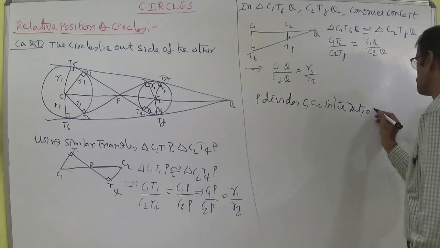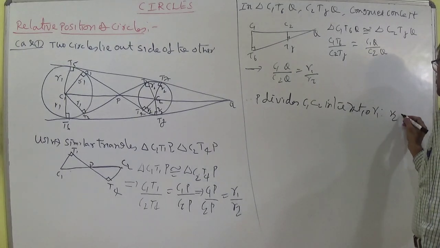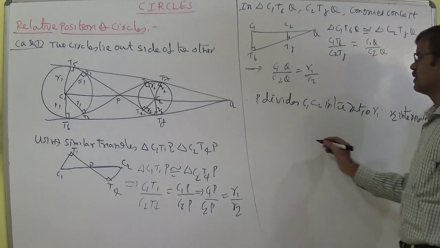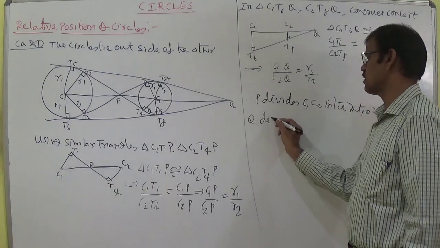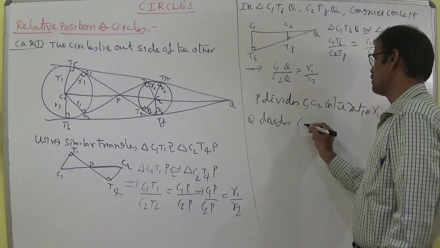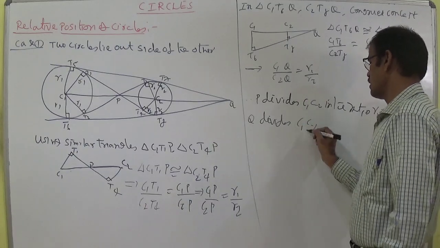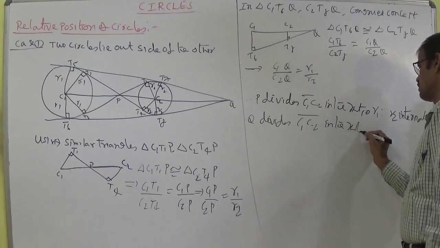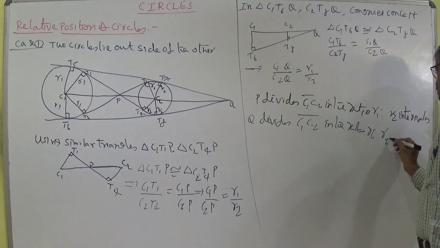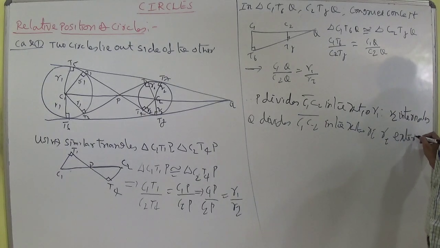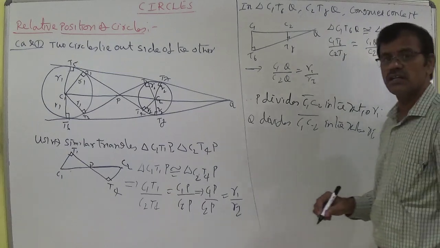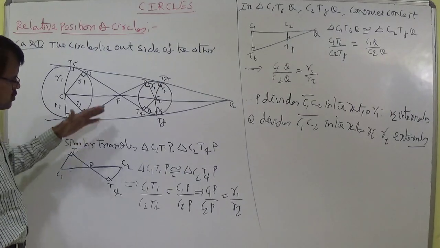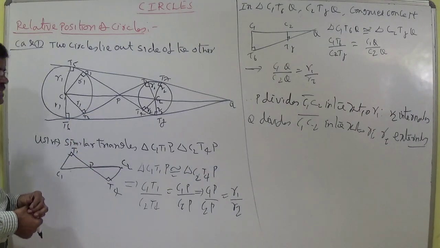P divides C1 C2 in the ratio R1 is to R2 internally, and Q divides C1 C2, meaning the line joining C1 C2, in the ratio R1 is to R2 externally. Once again I will say the formula also. You should remember the concept; of course, the proof no need to remember.